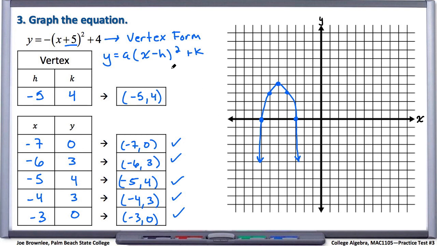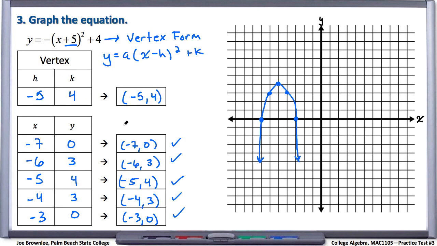All right, so again, identify what form your equation is in. If it's in vertex form, some of the work is already done for you because you can quickly identify your h and k. Recognize whether or not your parabola opens up or down. Again, if it's a negative here on the outside, your parabola is opening down. If it's positive, it'll be opening up.